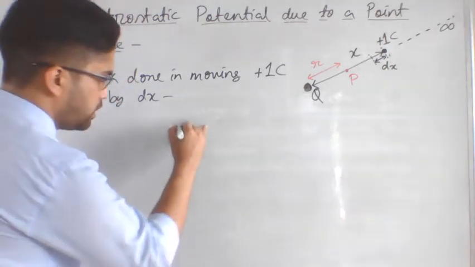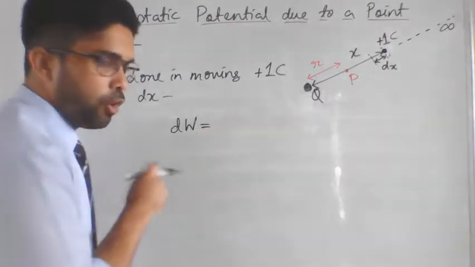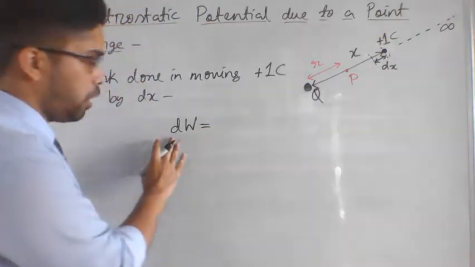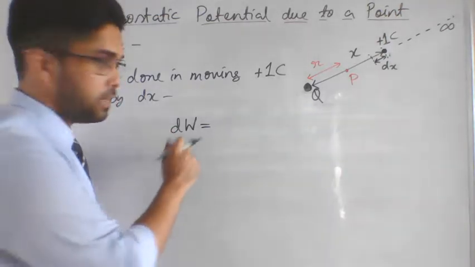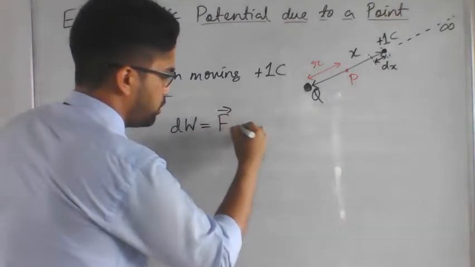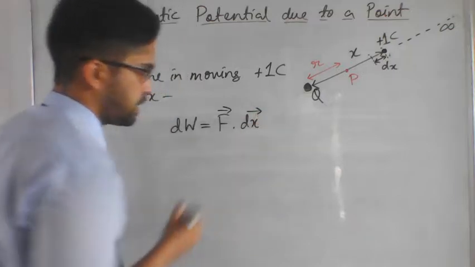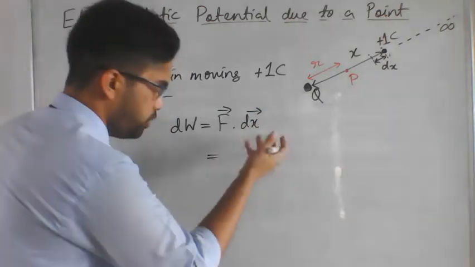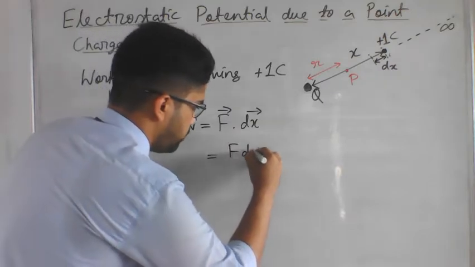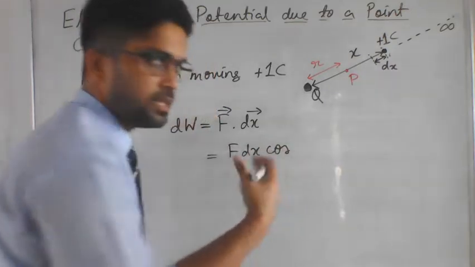So let's write the work done as dw, and I hope you remember from class 11 how we define work done. It is the dot product of force and displacement. So here we'll get F dot dx. Okay, so that is the scenario here. Now if you expand it, we'll get F dx, and we get cos theta generally in a dot product.